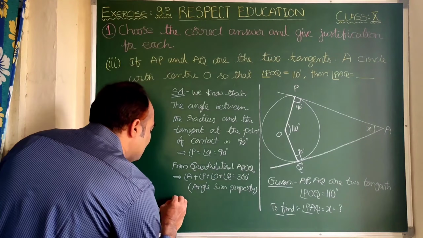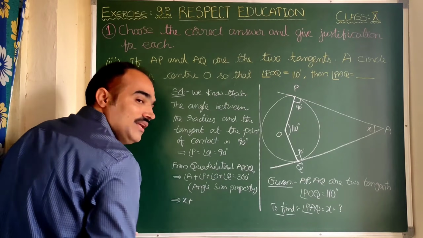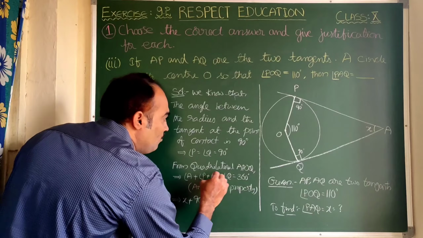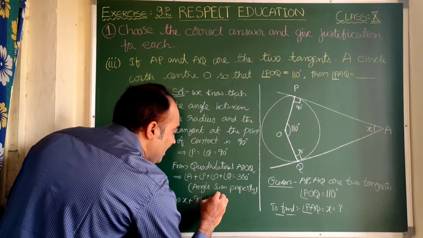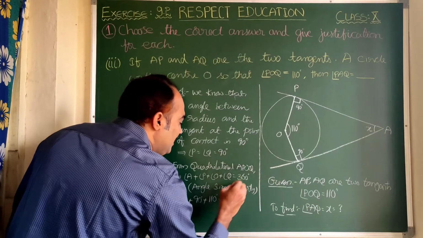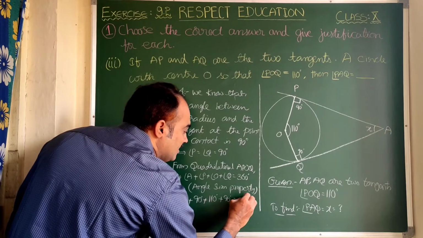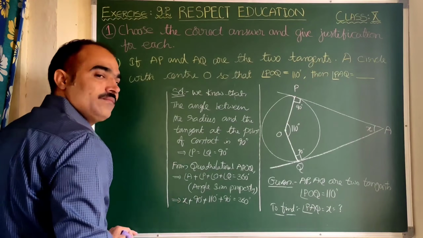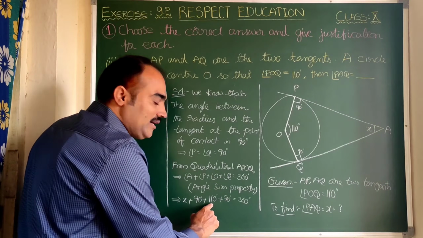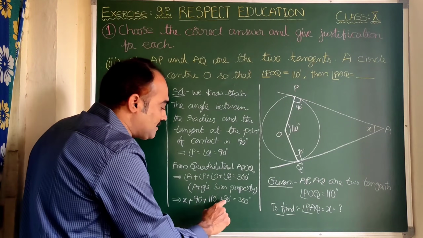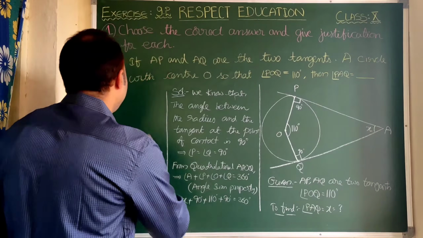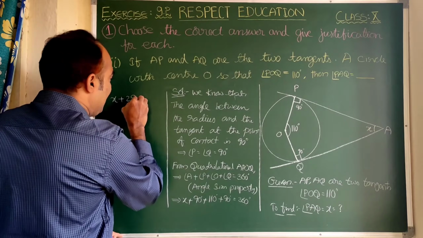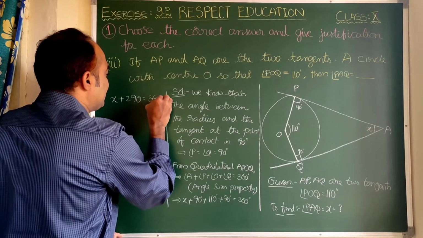So let us substitute the known values so that we can find the unknown value. Here angle A is nothing but x, plus angle P, which we already know is 90 degrees, and angle O is 110 degrees, and again here angle Q is 90 degrees. This is equal to 360 degrees. On simplifying, 90 plus 110 is 200, and 200 plus 90 is 290. So here we can write x plus 290 is equal to 360.